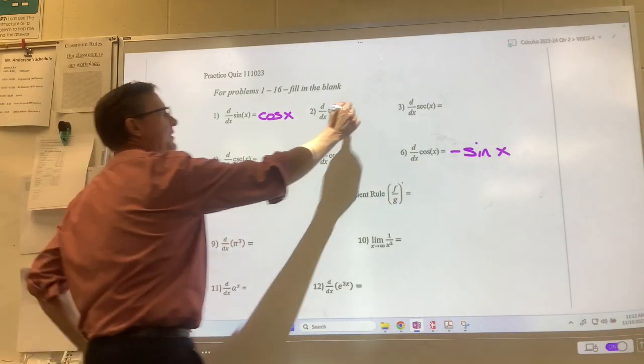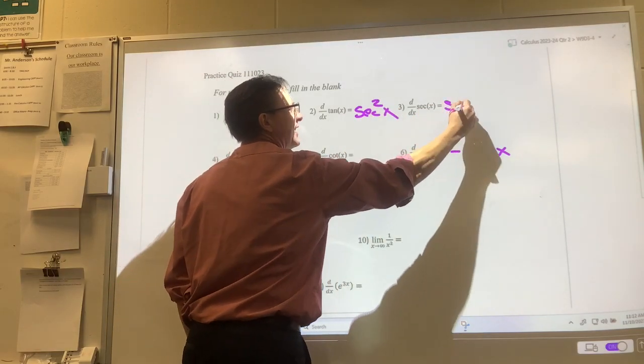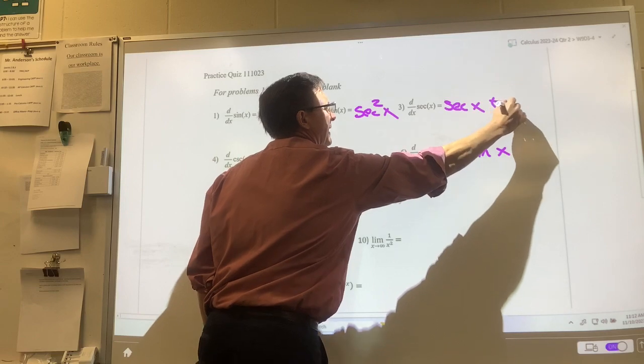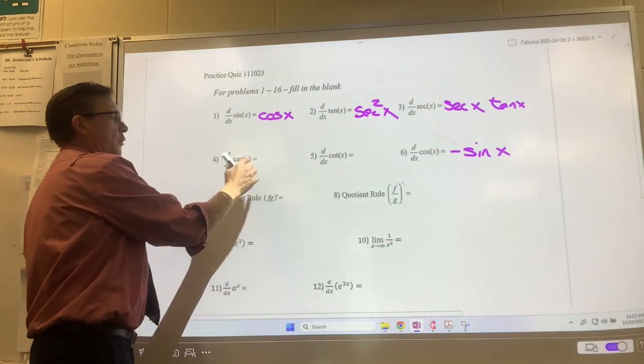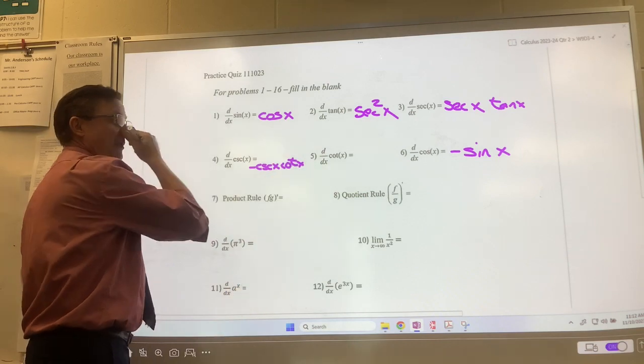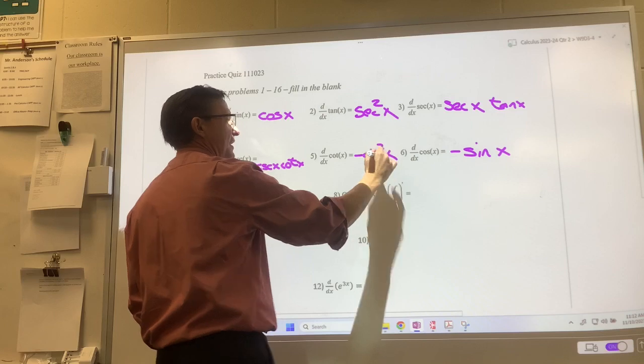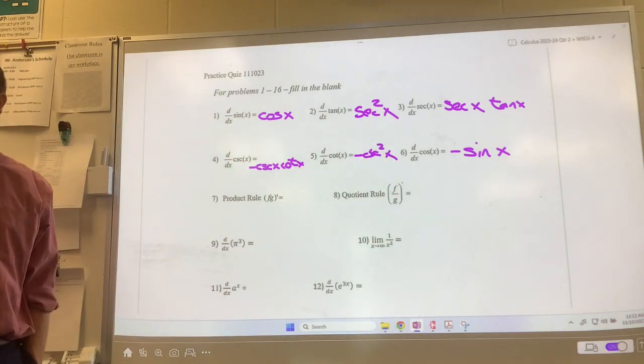Up here, guys, the derivative of tangent is secant squared x. The derivative of secant is secant tangent. The derivative of cosecant is negative cosecant cotangent x. The derivative of cotangent is negative cosecant squared x. That's an S. All right.